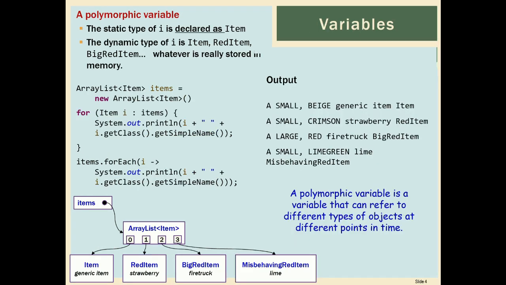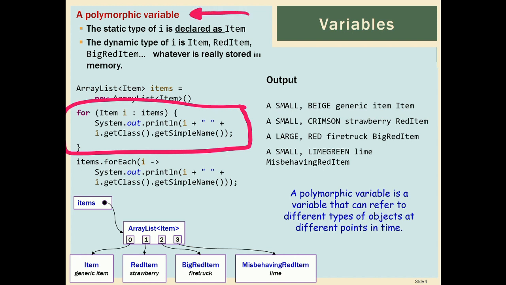So now that we've created our polymorphic collection of items, we're going to loop through that collection. And we'll use a standard for each style loop, where I'm going to iterate over each member of the collection, and I'm going to display certain things about the items. The first concept I want to introduce to us is the concept of a polymorphic variable. And a polymorphic variable simply is a variable that can refer to different types of objects at different points in time.